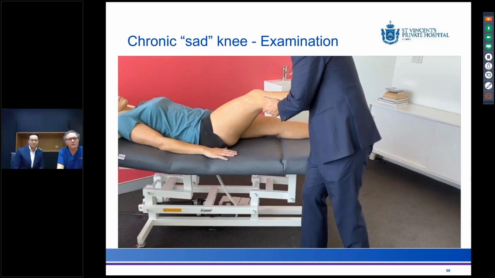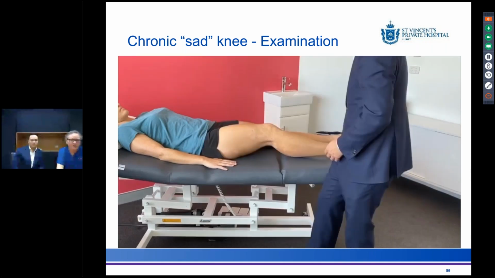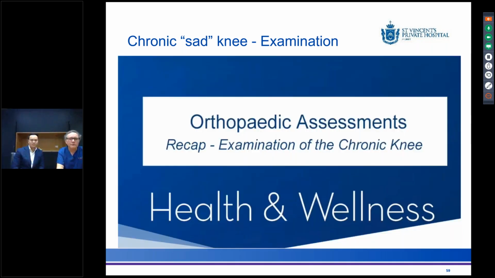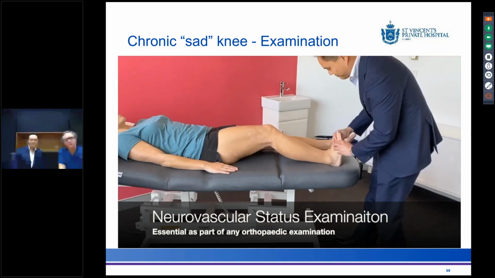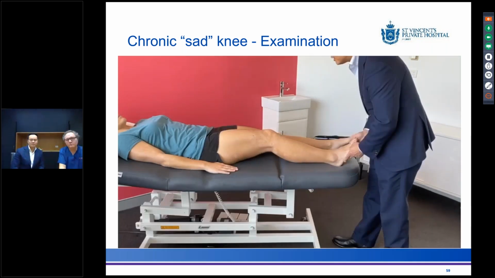What he's doing here is undertaking a neurovascular examination, as for all examinations of the lower limb. So palpating the pedal pulses, posterior tibial pulse, dorsalis pedis. Now we're checking the power of ankle extension, dorsiflexion, plantar flexion at L4-5, and assessing sensation as well. Just a gross examination.